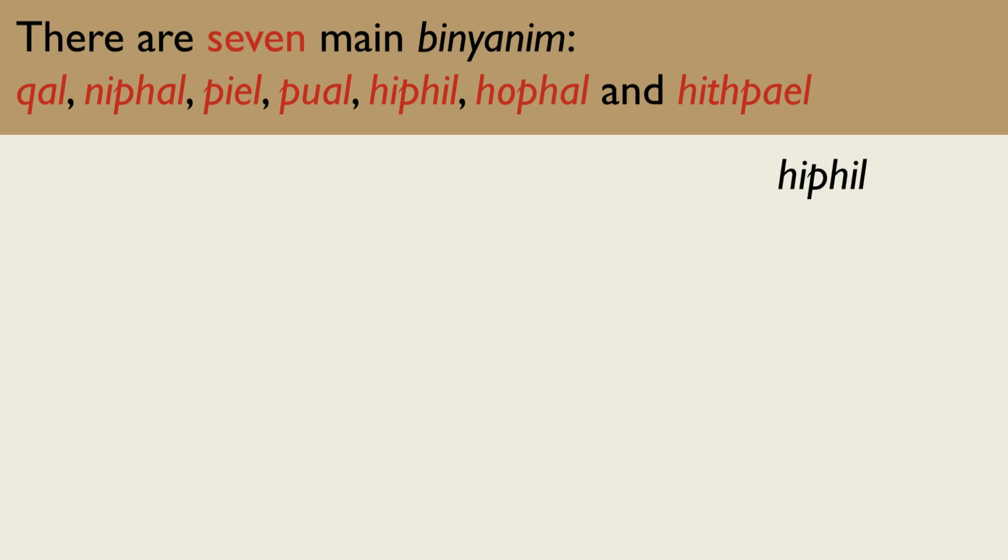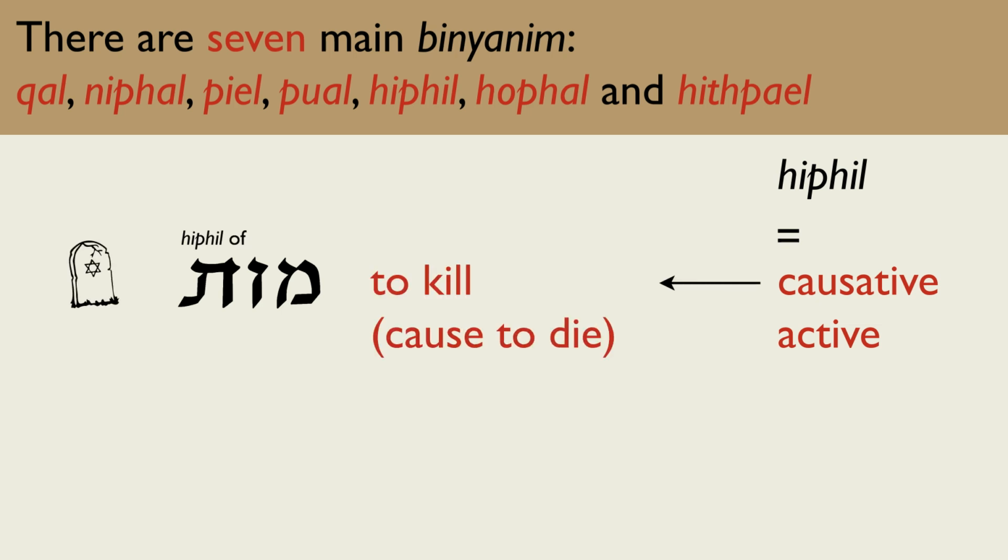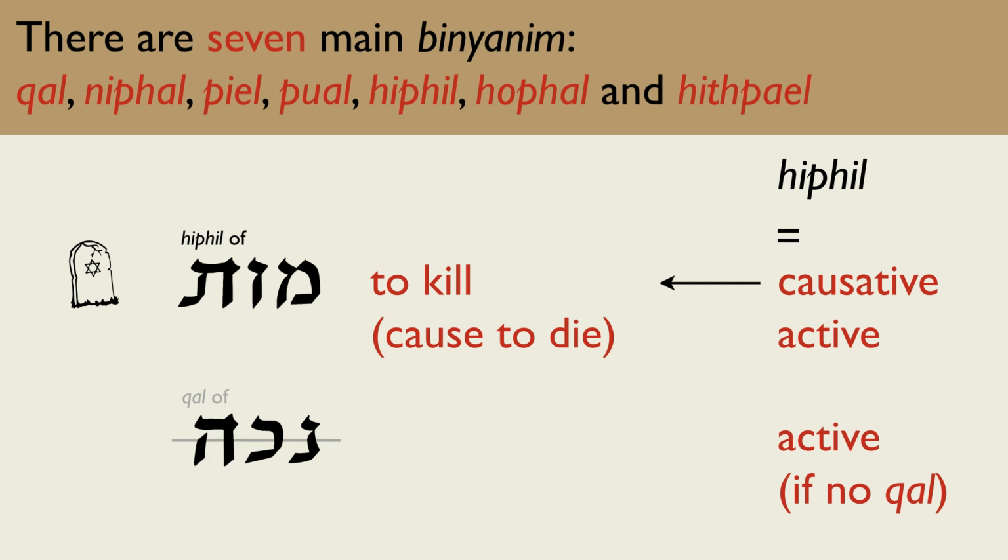The hifil binyan usually has causative meaning. So whereas the kal of the root mem vov tof means to die, the hifil means to kill, which is to cause to die. Like the nifal and the piel, if a verb appears in the hifil but does not have a kal equivalent, it can have a simple active translation. One example is the root nun kaf he, which does not appear in the kal. In the hifil, it means to strike.